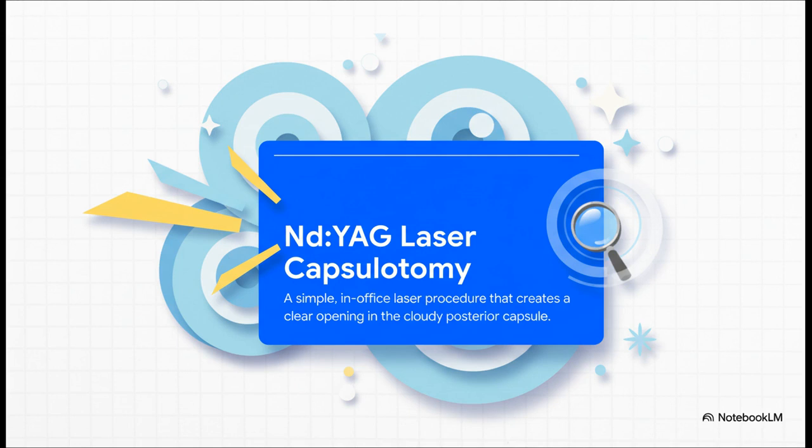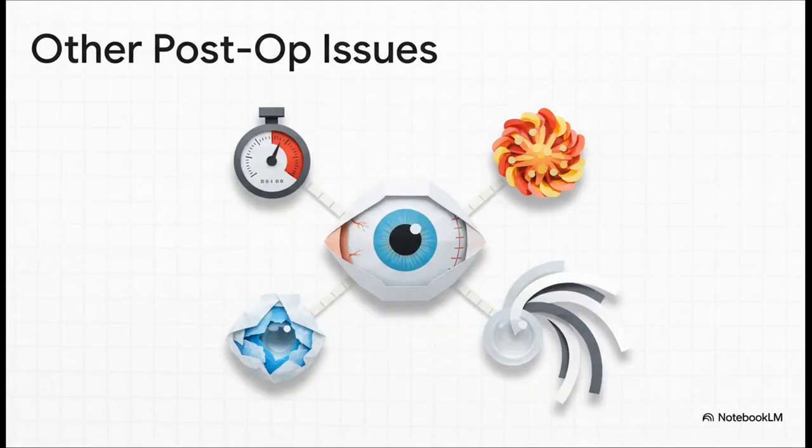It's a quick, totally painless, in-office laser procedure called an Nd:YAG laser capsulotomy. The laser just creates a little clear opening in that cloudy membrane, and that instantly gives the light a clear path to the retina again, bringing vision right back to where it was after surgery. The guidelines also cover a few other things to keep an eye on. You can get temporary spikes in eye pressure, which you have to manage. Sometimes there's swelling in the retina called cystoid macular edema, or CME, which usually gets better with anti-inflammatory drops.